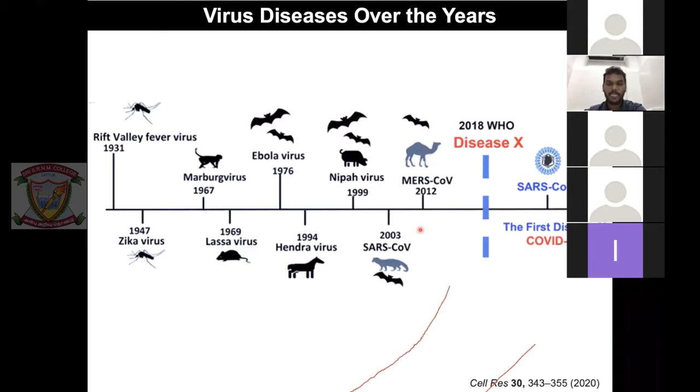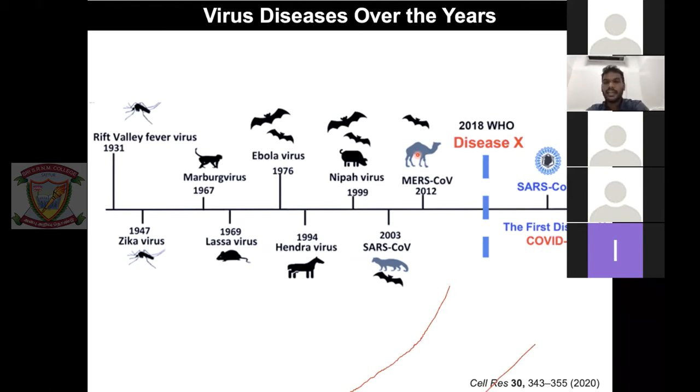Now the MERS virus also came from bats, but it infected camels. As you know, the Middle East is full of desert, and as you can expect, camels can easily get infected, and they then transmit the virus to humans.